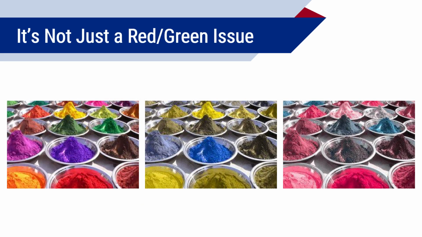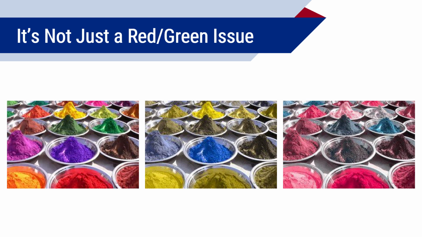Color blindness also isn't just an issue with red and green, as these three images demonstrate. The image on the left is how someone with no color blindness would see this picture. The image in the middle shows red-green color blindness, and the image on the right shows blue-yellow color blindness.